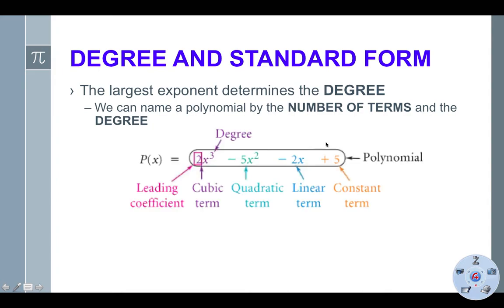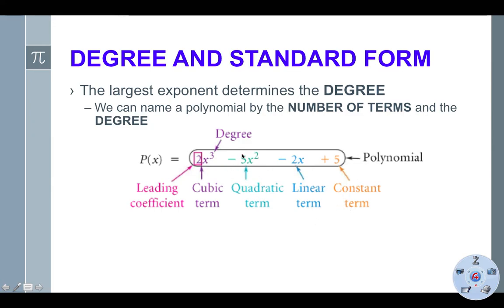This particular polynomial, and notice I said something about standard form here, this particular polynomial here is in the circle. This is the polynomial. The x to the third power is my largest power, my largest exponent, and therefore this is a third degree polynomial. So the degree of p of x is 3. The leading coefficient of p of x is 2.